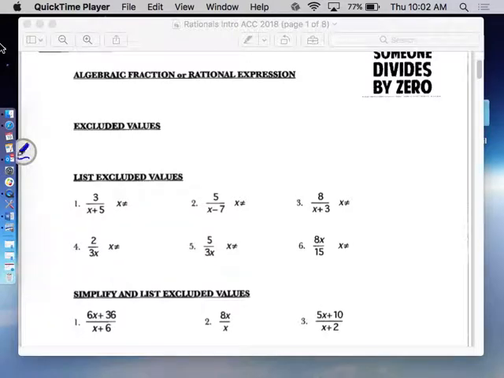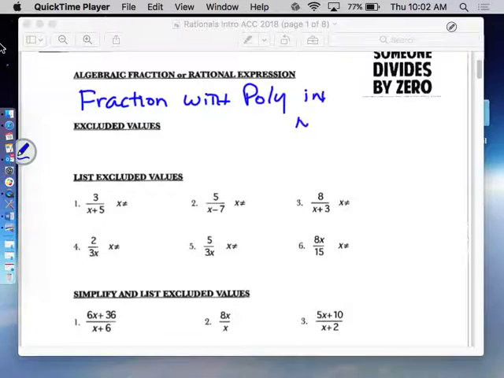With an introduction to algebraic fractions or rational expressions. So the algebraic fraction is simply a fraction with a polynomial in the numerator and/or denominator. So it's a fraction with a polynomial in the numerator and/or the denominator.